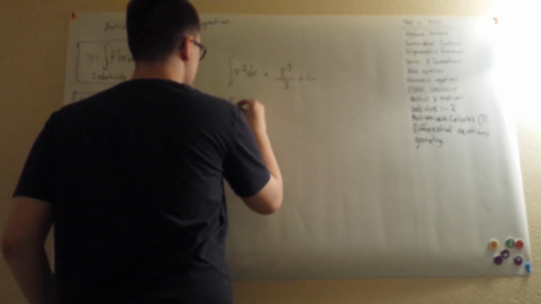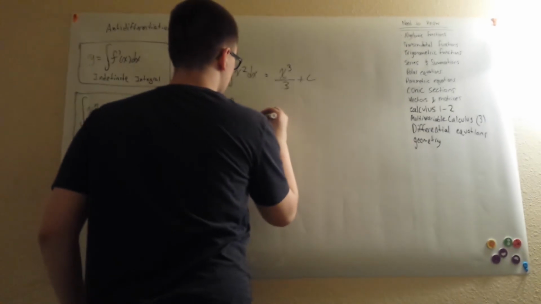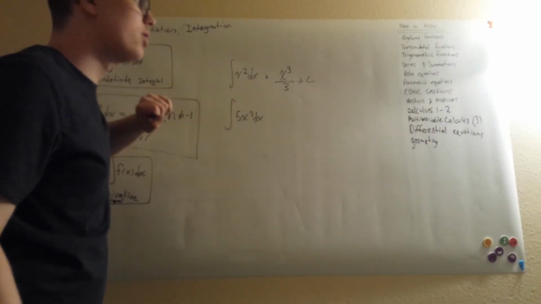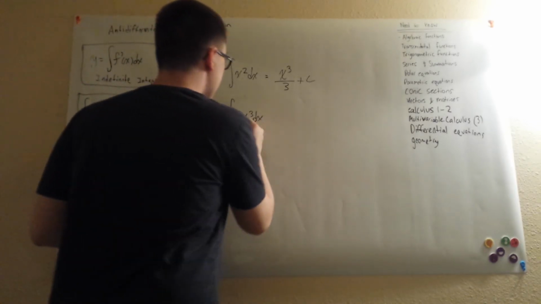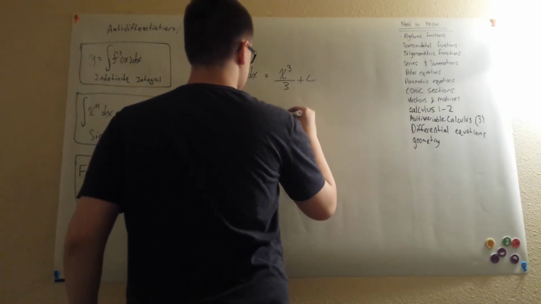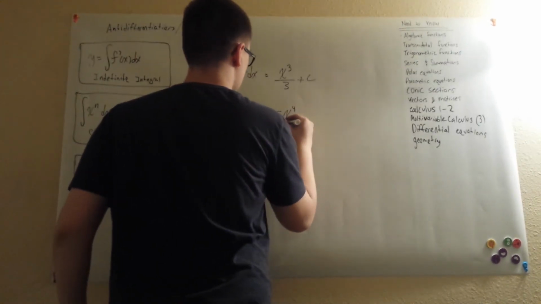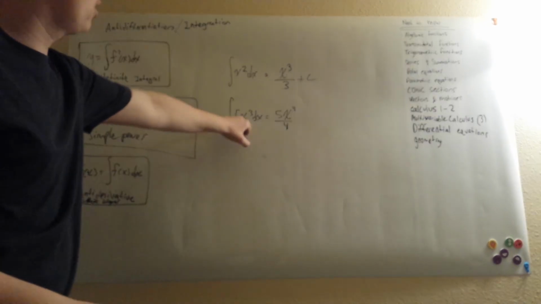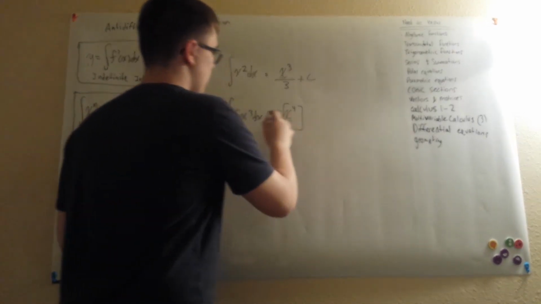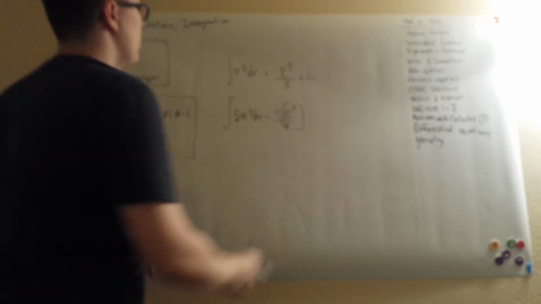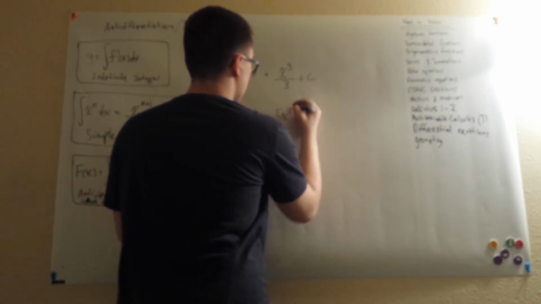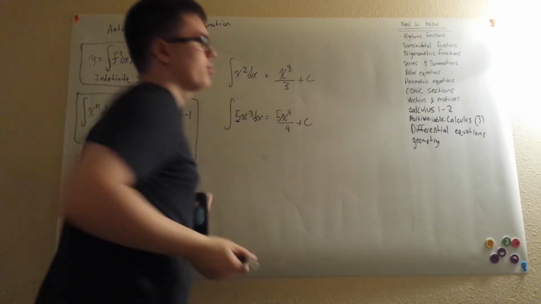Let's do another one. Right here we have a constant, we can pull it out, or we could just simply leave it here and act like we did in the differentiation. This is x to the 4th, and then we divide by 4, keep the constant. If we had pulled it out, it would just be 5 times x to the 4th over 4, which is the same thing as we just did. Plus some constant.